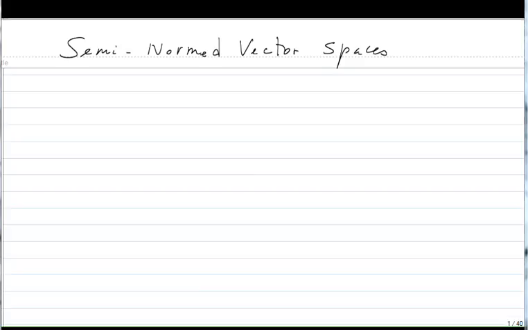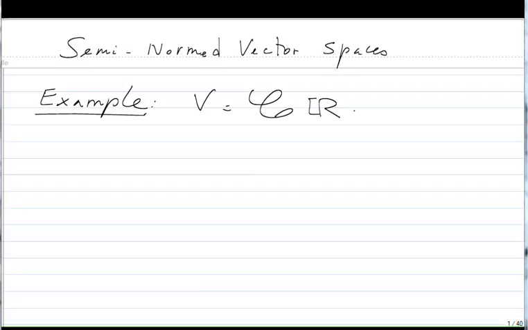So as a motivation to this semi-normed vector spaces web note, okay? So example, let us take continuous functions, but not on a compact set of R, but on the entire set R. So we take V to be the continuous functions on R into R.